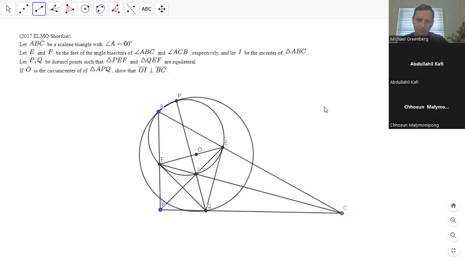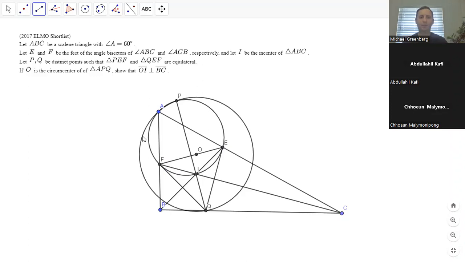Because let's think about that. So this is isosceles FIE because angle IFE is IAE and IEF is IAF. So since this is isosceles, by symmetry, we're going to have Q, I, and P collinear. And now we want to show OI is perpendicular to BC.